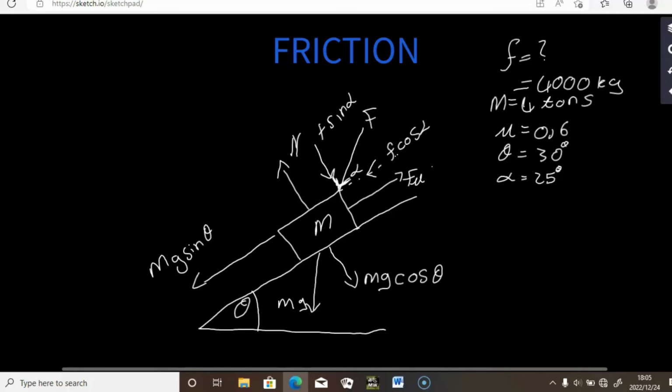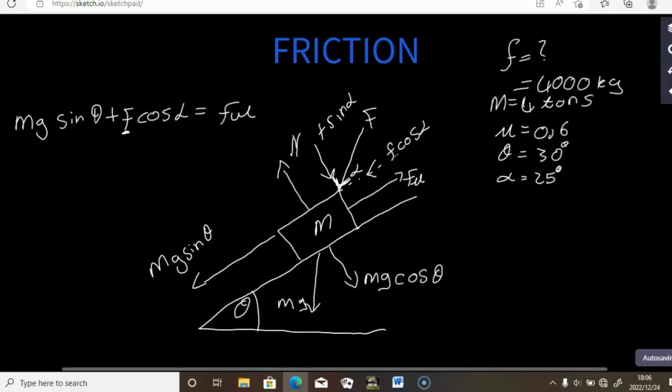Only the frictional force is going in that direction. Therefore, mg sin theta, we'll say plus F cos alpha will be equals to the frictional force. Now we have everything here, as we know. The only thing that we do not have is F, which is what we are looking for. Now we have everything here except for F, what we are looking for.